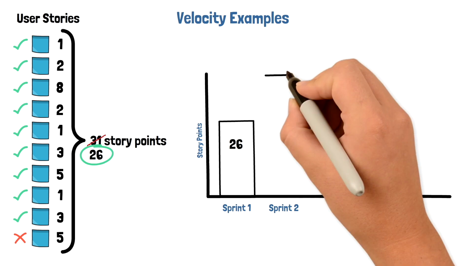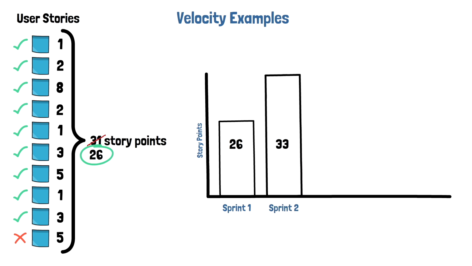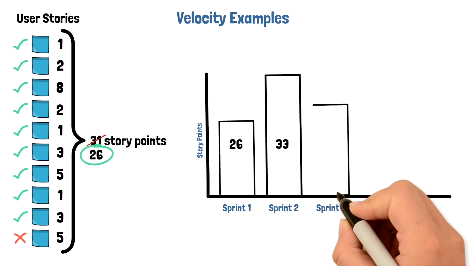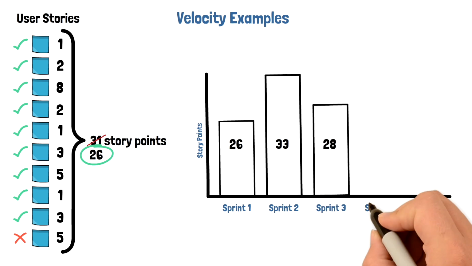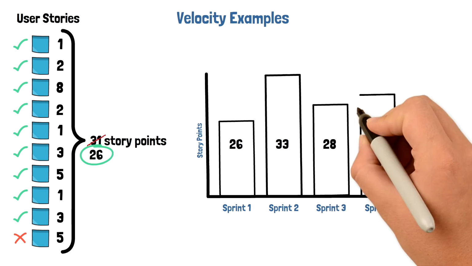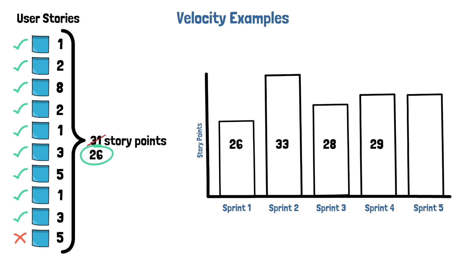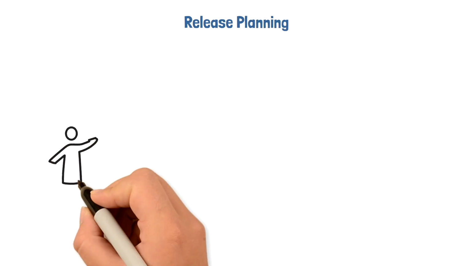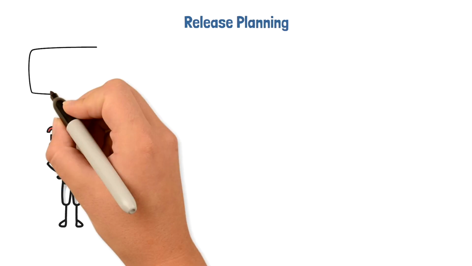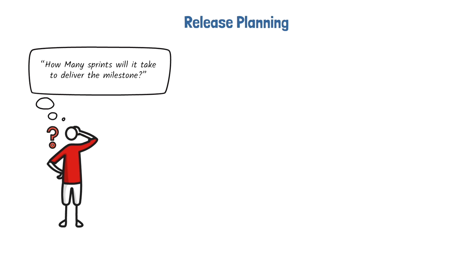Now let's say you continue to track your velocity for future sprints, and sprint 2 is 33 story points, sprint 3 is 28, sprint 4 is 29, and sprint 5 is 29 story points again. This information comes in handy when trying to predict releases. So now let's take a look at how we can answer questions like how many sprints will it take to deliver a milestone, or when will this be done?